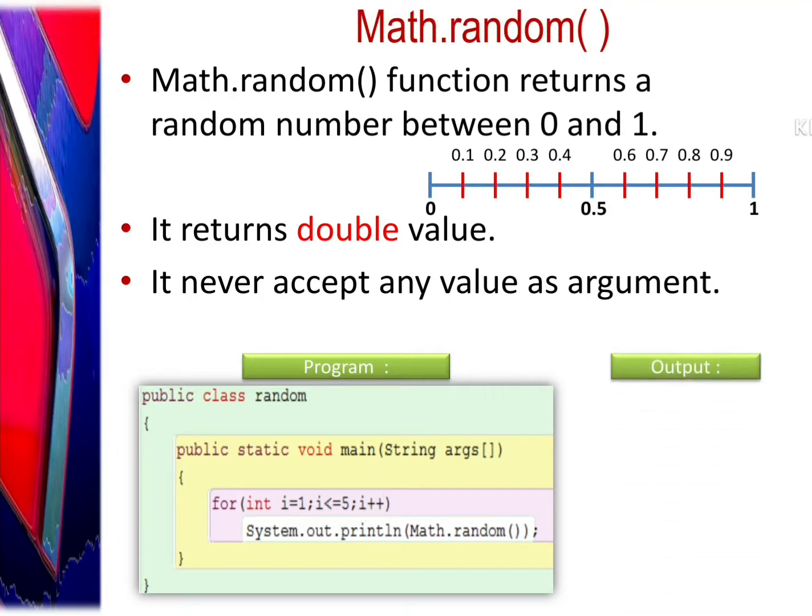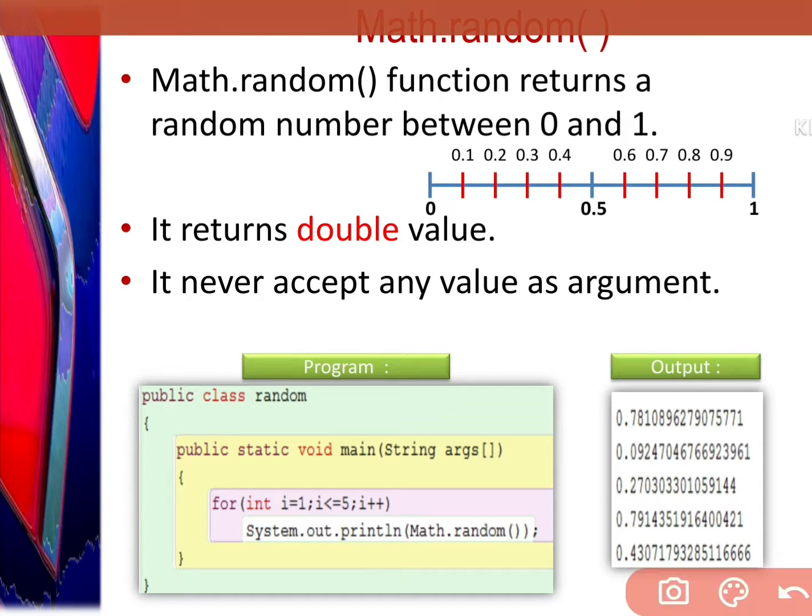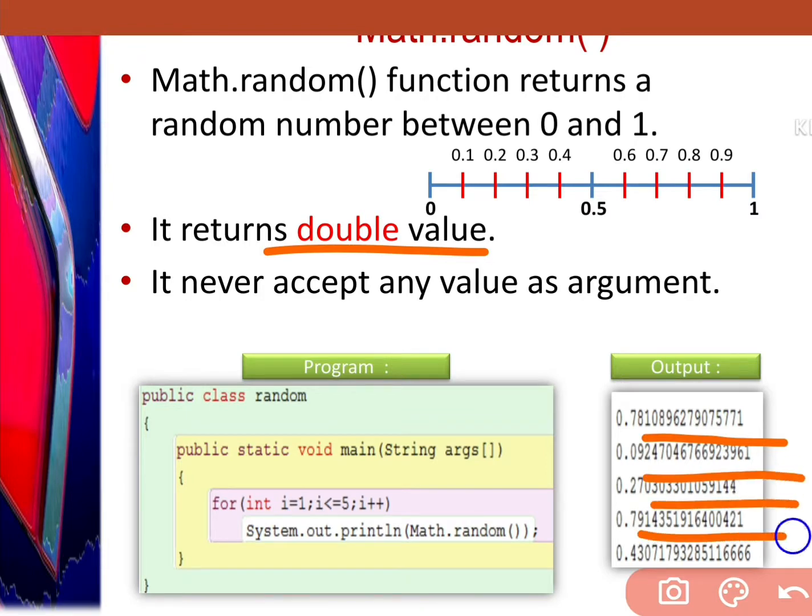See the output that we are having. See, different values between 0 and 1 we are getting as output in double value. That's why it returns double. See the values, the counting of the values, the digits, it stores so many digits. That's why it is always written as double.